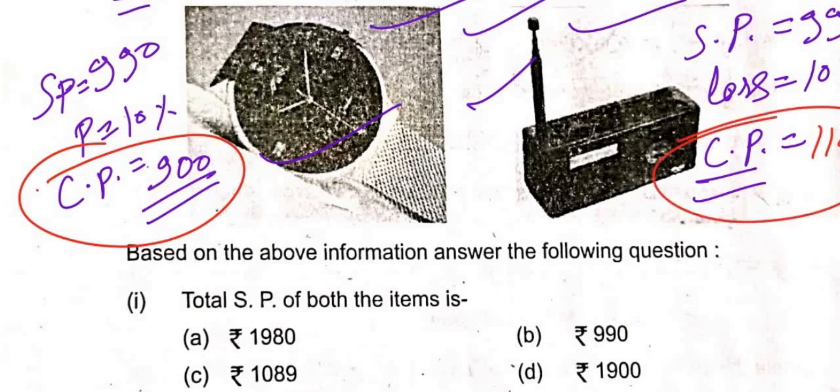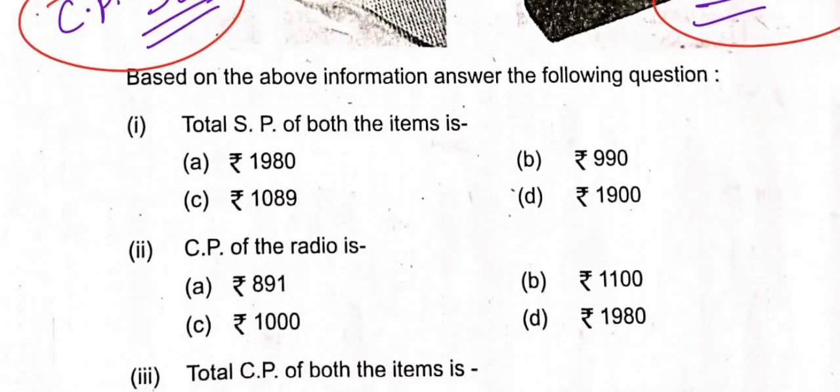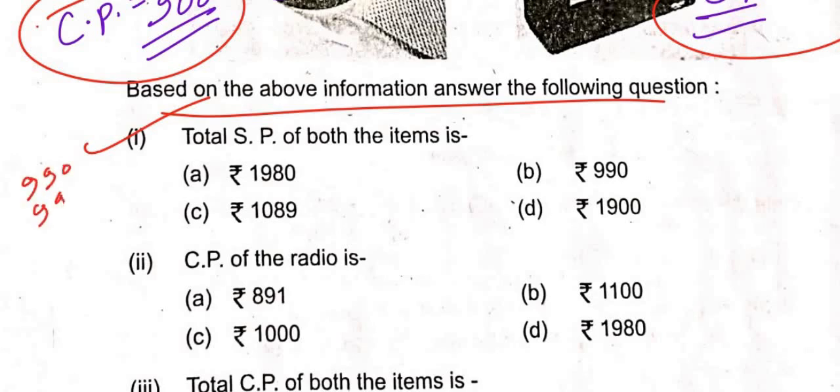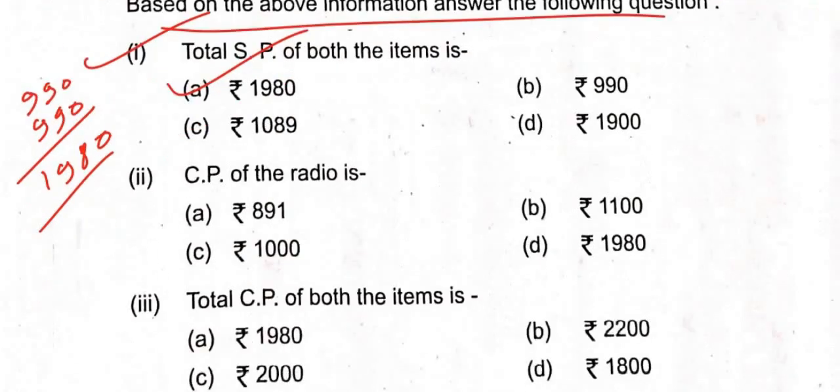So what we will do? Now we will solve the questions. Now moving to the questions, we are having the question, total selling price of both the items is. So first question, see, total selling price. So 990 plus 990, both selling prices we will add, we will get the solution. So 990 plus 990 is 1980 rupees. So our option A will be the correct option for question number 1.